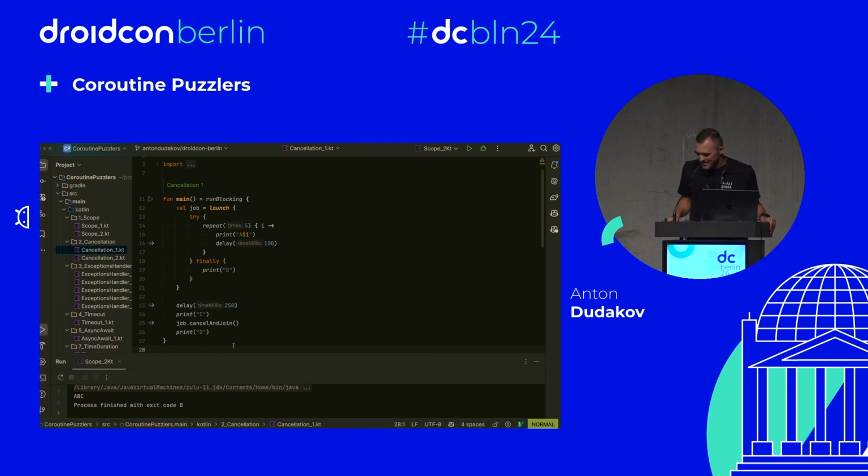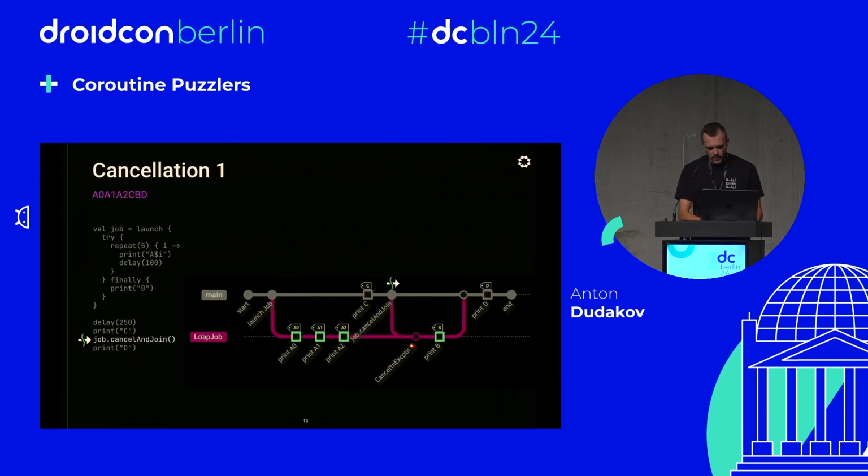A little bit harder than the previous one. Okay, let's answer. 5 more seconds. 5, 4, 3, 2, 1, and let's run. A012 CBD. And why? What just happened?